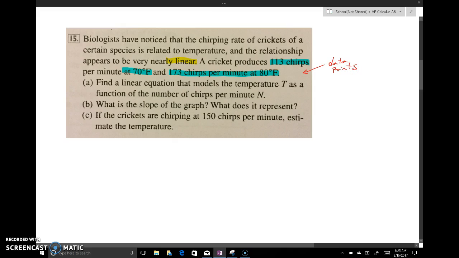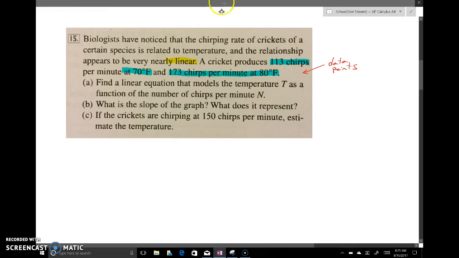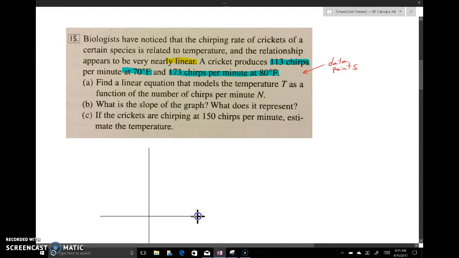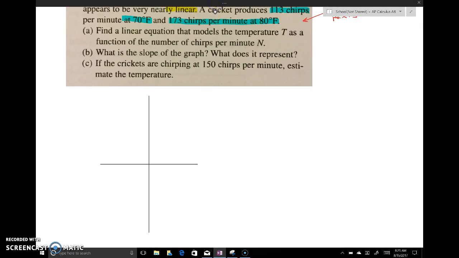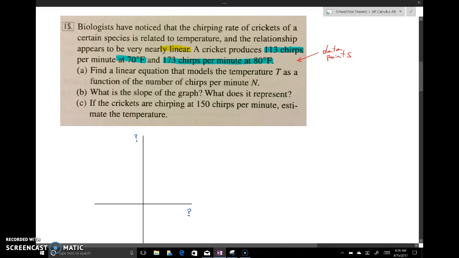Since it's a line, we should be able to construct a line using those 2 data points. Questions A, B, and C are trying to guide you through that process. What you need to be asking yourself is, what is my independent and dependent variable? If I'm going to make a graph, what should go on the horizontal axis and what should go on the vertical axis? Now, the data they gave us, one was number of chirps, and the other one was temp, the temperature.